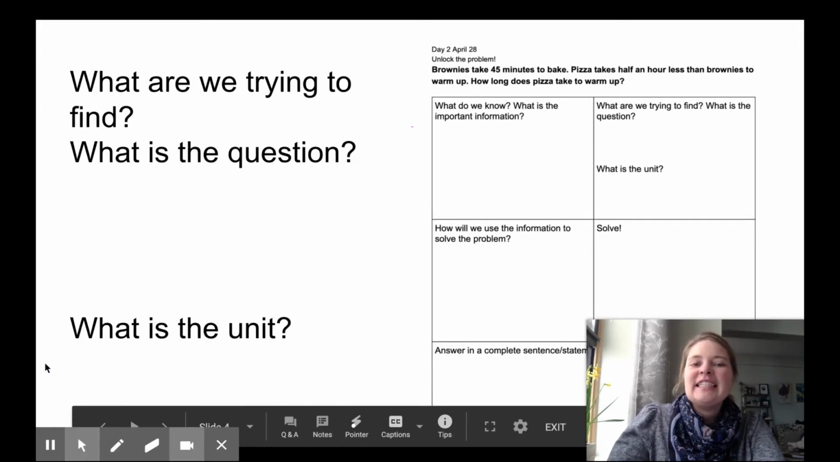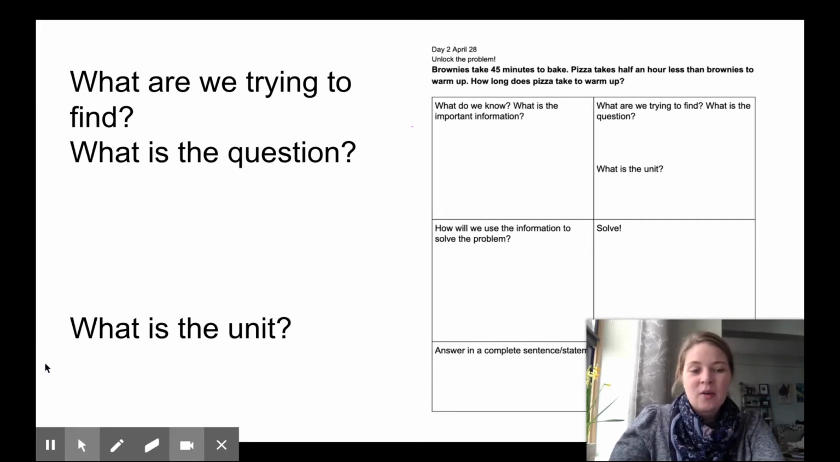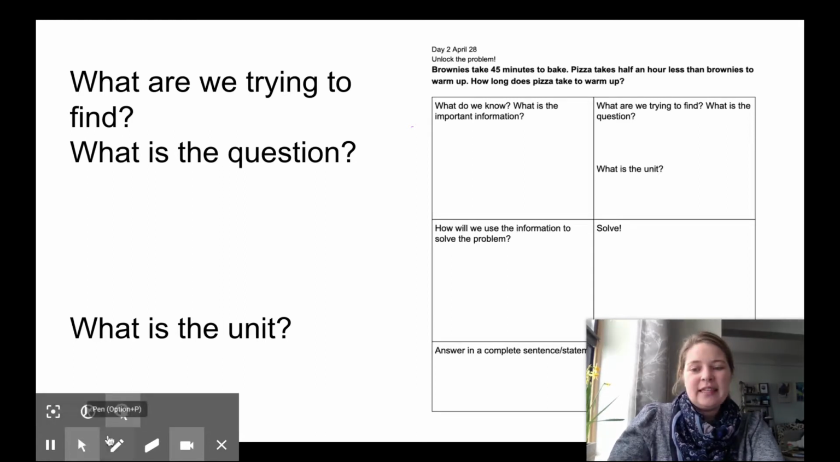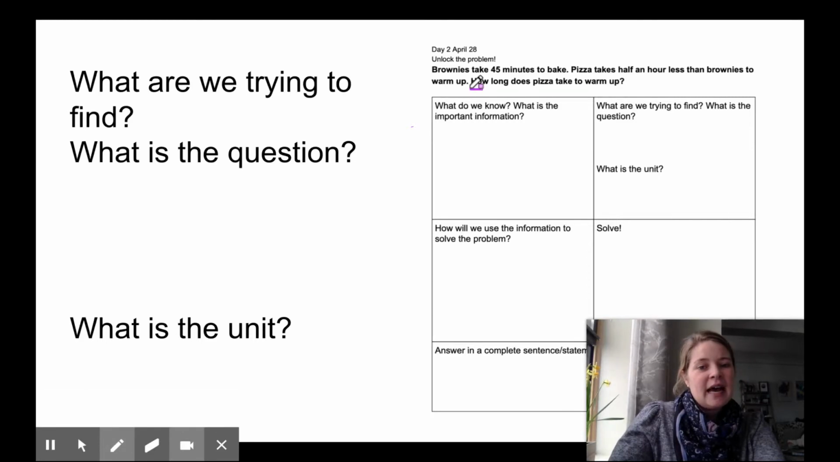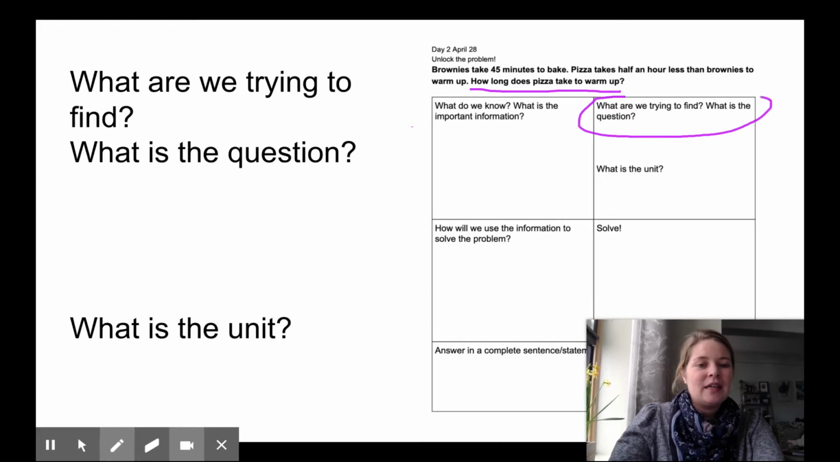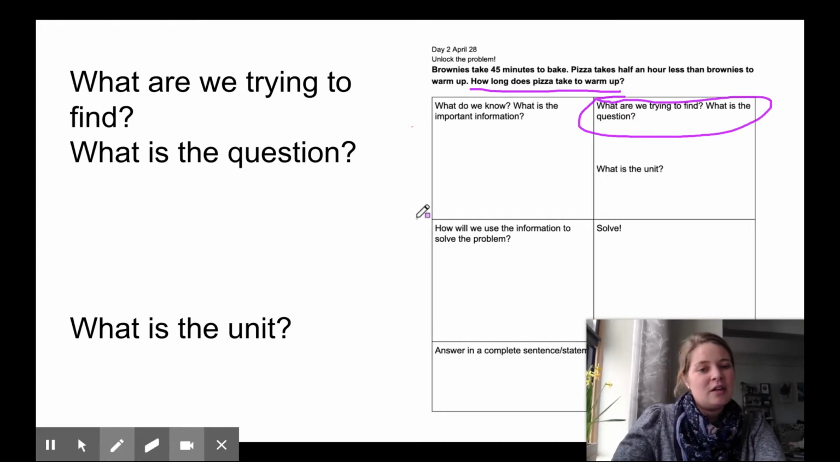What are we trying to find, or what is the question? Well, let's take a look again at the problem. It's asking, how long does pizza take to warm up? So it's asking, how many minutes does it take for pizza to warm up? So here we would answer, we are trying to find how long it takes for pizza to warm up. Pause here and write it down.